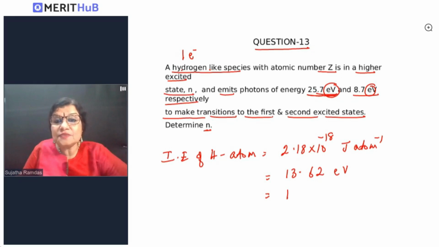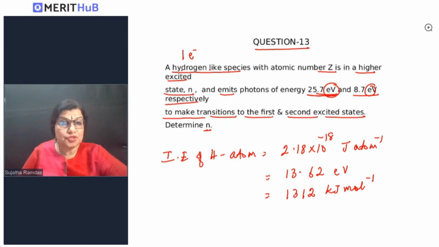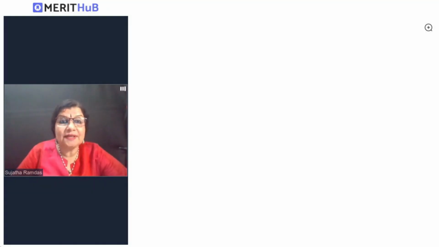And then in terms of kilojoules per mole, it is 1312 kilojoules per mole. I've just made a list of these values, not that all of them are going to be used. You're going to use only the second value in terms of electron volt. But the display of these numbers will give you a quick recollection, because this chapter is full of a lot of numericals and a lot of formulae and numbers that you have to remember. All right? So which formula should we use here?